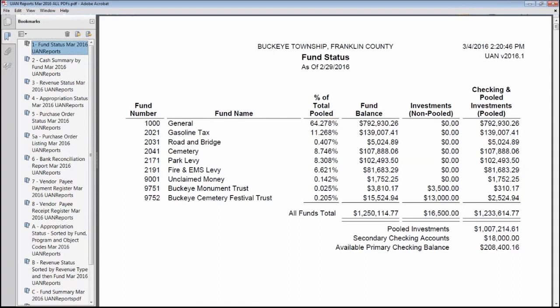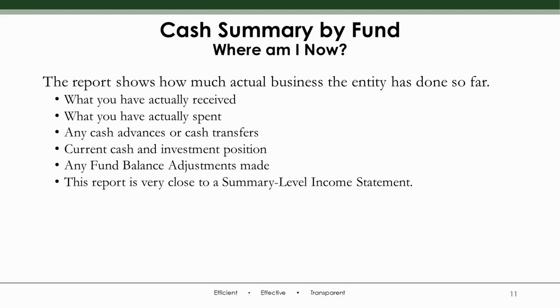Now I have one prepared here as of 2/29/2016, which shows, as we discussed, the fund number, the fund names, the percentage of the total pooled. As you can see, it's how that particular fund makes up the total whole. As you can see, the general fund makes up 64% of the whole. The fund balance for the general fund, as well as the representation of that in checking and pooled investments. I can then subtract out my pooled investments and my secondary checking accounts to get to the available current primary checking balance.